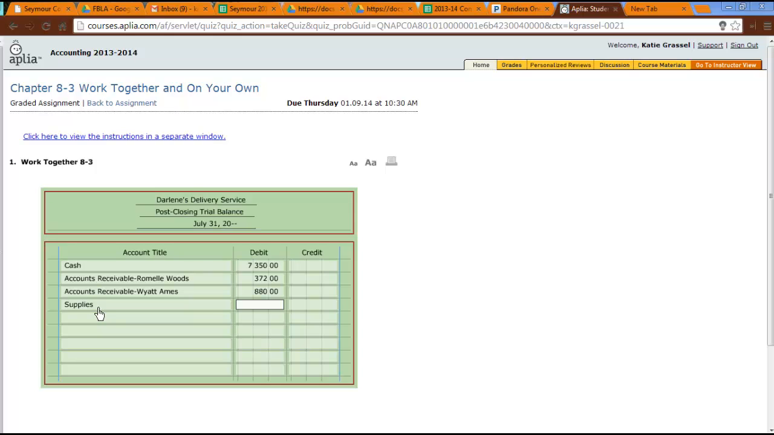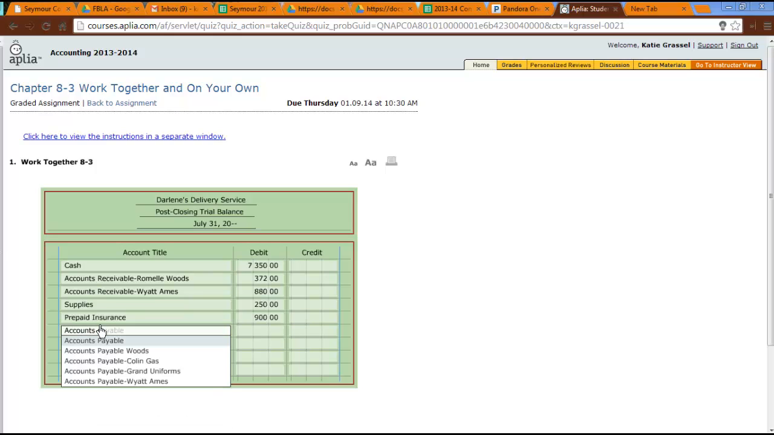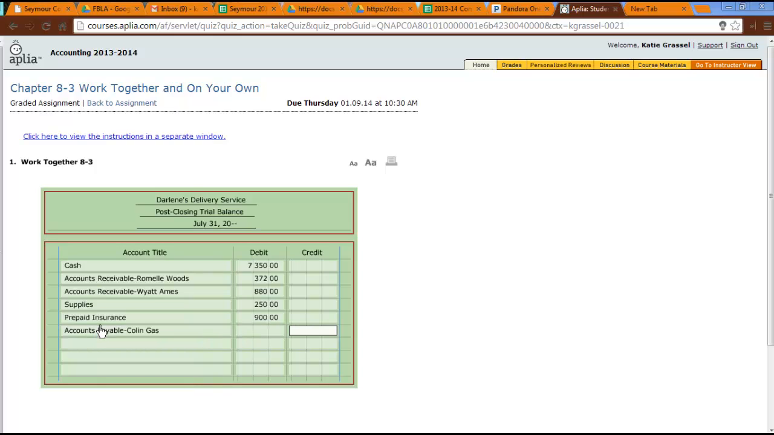Now supplies. Do I put 963 down? No, that would be bad because 963 is what it is before my adjustment. So after my adjustments, my balance of supplies should be 250. Then I'm going to do prepaid insurance. Prepaid insurance is $900 again after the adjustment. And then I'm going to do accounts payable, coal and gas. Now watch out because accounts payable, coal and gas is a liability, and liabilities have a credit balance, and it should have a credit balance of $975.